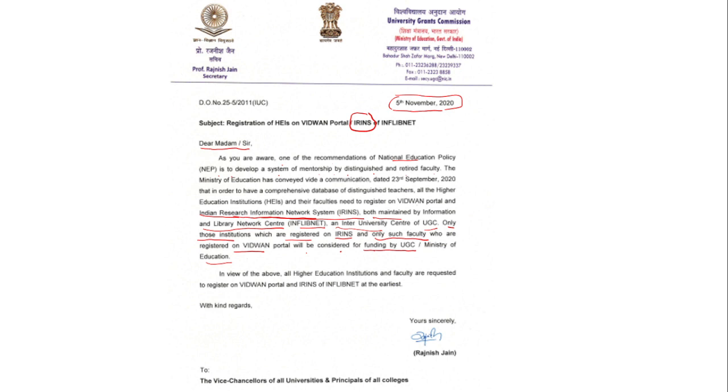So it is compulsory for all the faculty members and all the institutions to register themselves on the Vidwan portal. Okay, so in view of the above, all higher education institutions and faculty are requested to register on the Vidwan portal and IRINS of INFLIBNET at the earliest. So this is the direction given by the UGC. In future, if you are planning to apply for any funding from the UGC, first you have to be registered. Your institution also should be registered on the Vidwan.